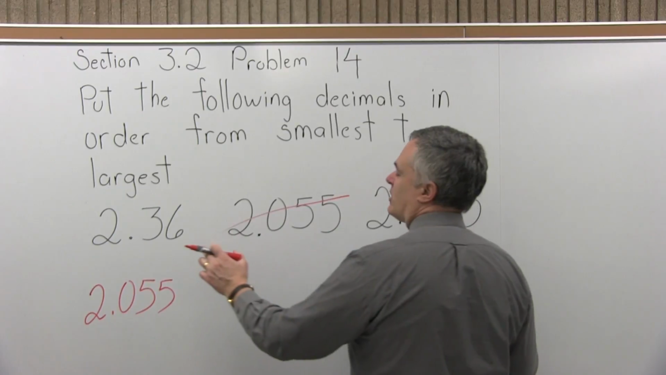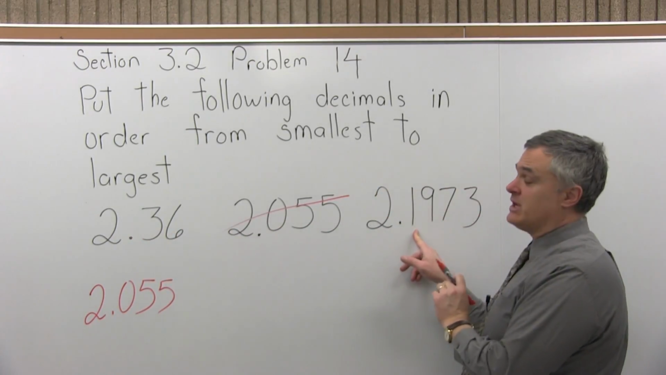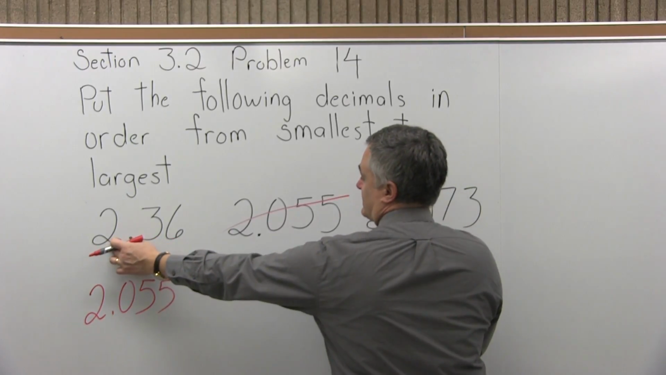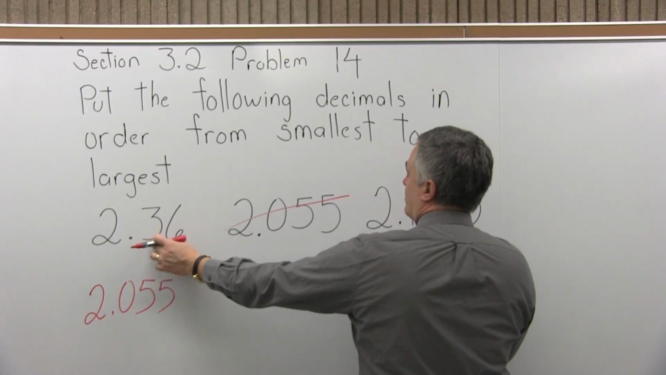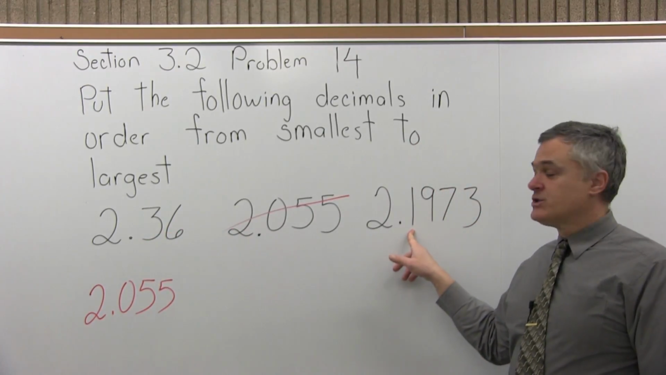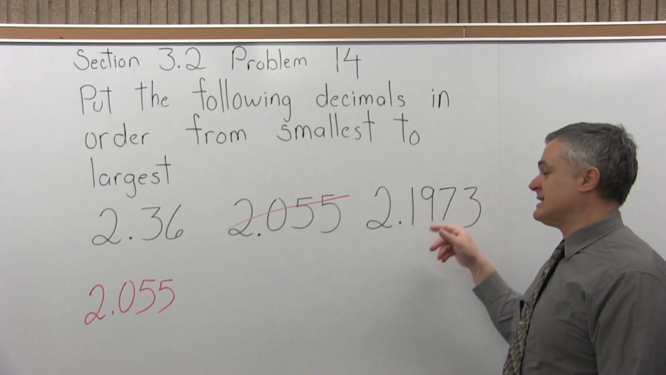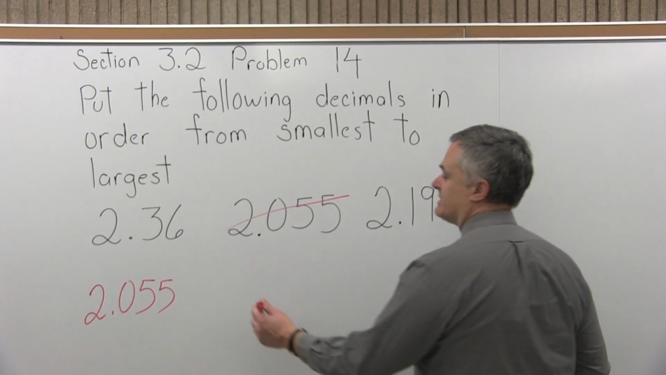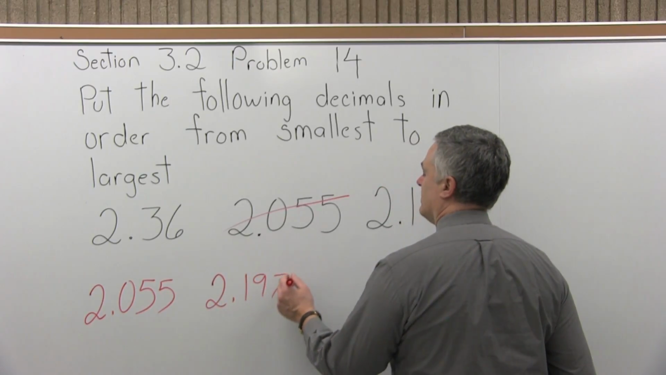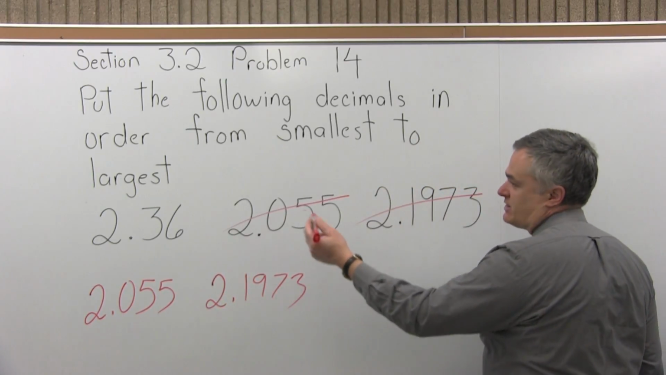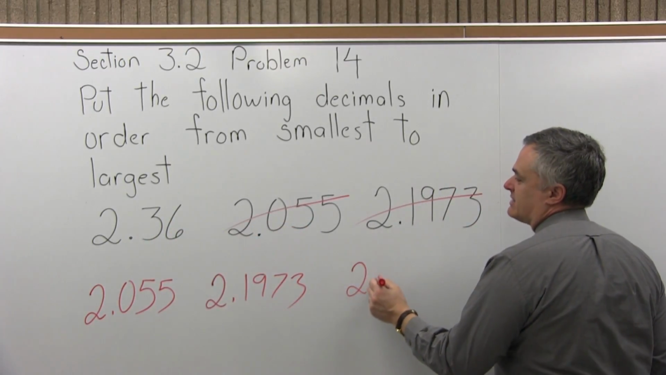So now I'm going to determine which is smaller, 2.36 or 2.1973. So again, the leftmost digit has a tie. They're both a 2. But now as I move in one digit to the right, I have a 3 and a 1. Well, 1 is certainly smaller than 3. So the number that has the 1 in it, the 2.1973, is the next number in my list. So I'll put that as my middle number, 2.1973. And now I'm done with that one. And there's only one left, which would be the last one, the biggest one, 2.36.